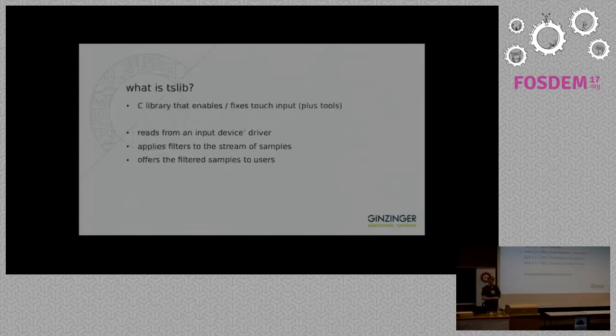So tslib is a C library. It simply enables or fixes touch input. And there are tools included to quickly test and configure the library. What does it do? Very easy. It reads input samples from your input device driver. It applies filters to it, any number of filters. And it offers the resulting filtered input stream of samples to users. Easy, right?